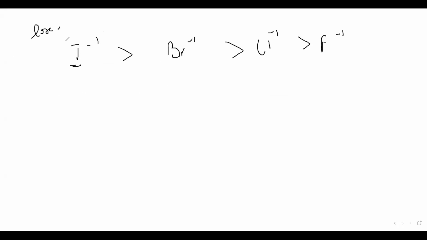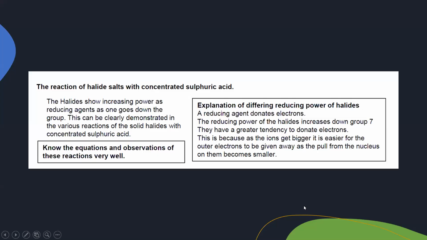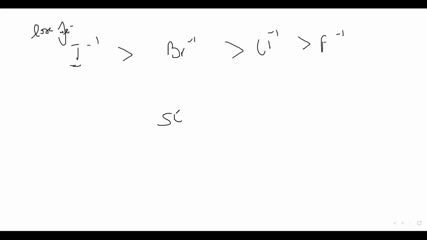Oxidation of these ions means loss of electrons. So iodide can lose electrons easily compared to bromide, and bromide compared to chloride, because of the size. When we are comparing their strength, we can react them with sulfuric acid. If it is a good reducing agent, it will reduce the sulfur to lower oxidation states. What are the oxidation states of sulfur in different compounds? If it is sulfate ion, each oxygen is minus 2, four oxygens will be minus 8, so sulfur will be plus 6.